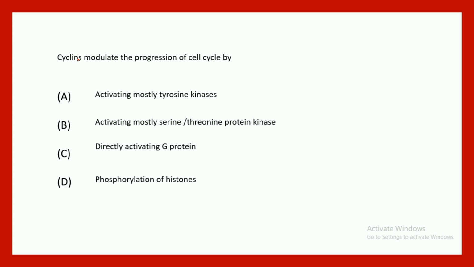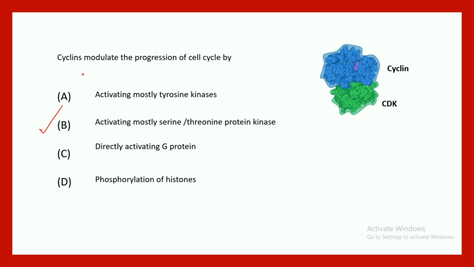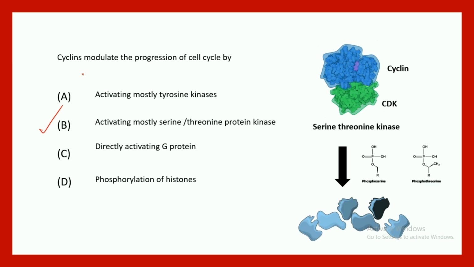Cyclins modulate the progression of the cell cycle by activating mostly tyrosine kinase, serine threonine kinase, G protein, etc. So the correct answer is serine threonine kinase, because these cyclin and CDK complexes actually phosphorylate the serine residues or threonine residues in the target protein. So they are serine threonine kinases.